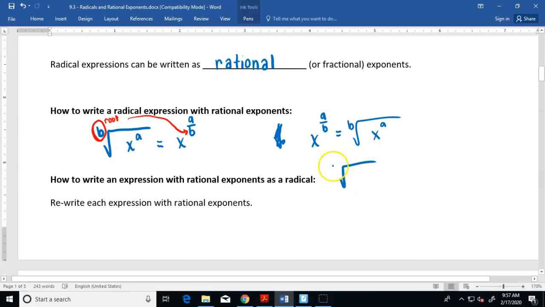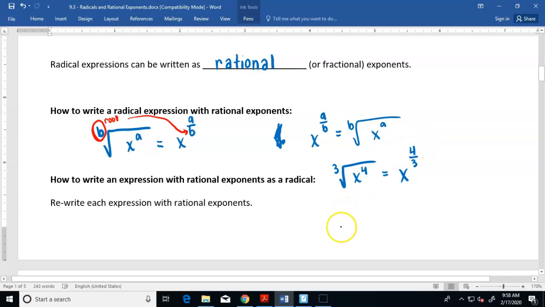All right. Cube root of x to the 4th. Okay. Let's see, Ian, how could we write that? Cube root of x to the 4th. The x to what power? Okay. This number right here, it's your root. It goes on the bottom of the fraction. The inside goes on the top. X to the 4 over 3.